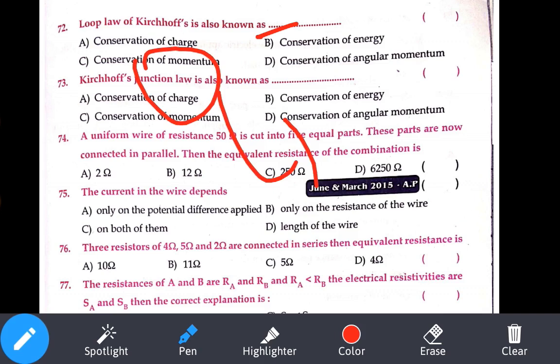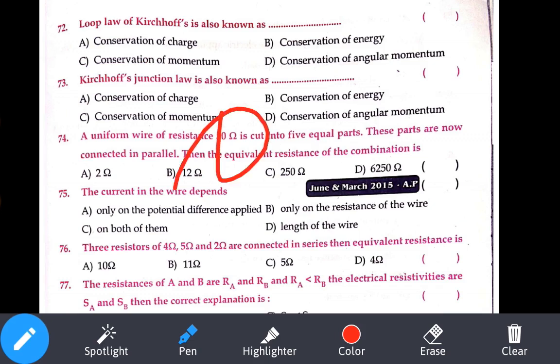Kirchhoff junction law: if you observe, the sum of the current entering a junction is equal to the sum of the current leaving the junction. So current means what? Here we will be discussing about the charge. So it is based on conservation of charge. Option number A.